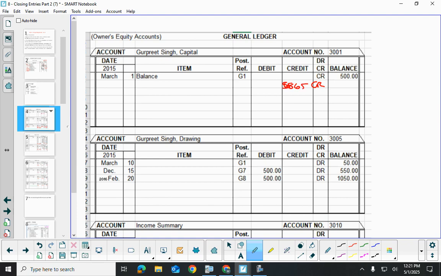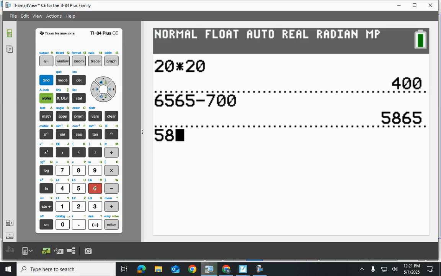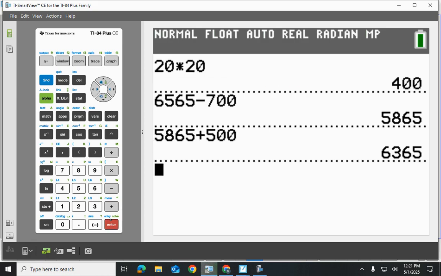Now, because this is a credit balance and I am crediting another 58.65, you're going to add those two numbers together, right? If this is credit and you're doing another credit, you're going to add. I'm not even going to try. 63.65.